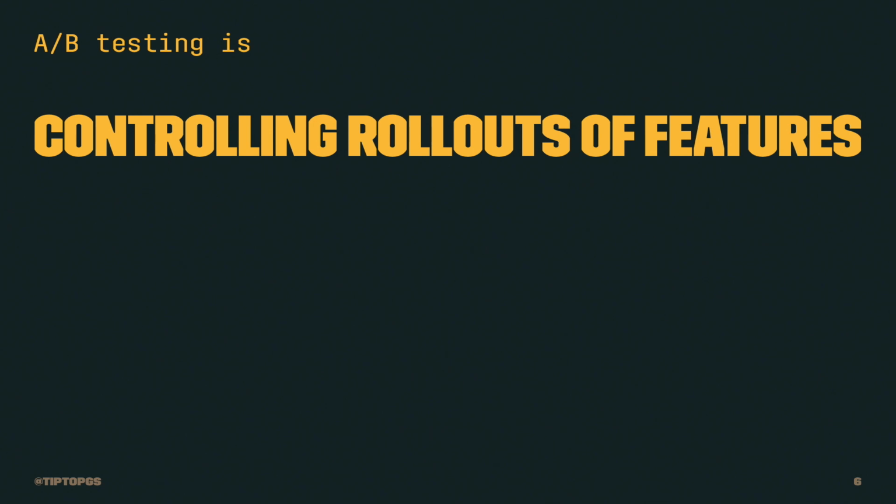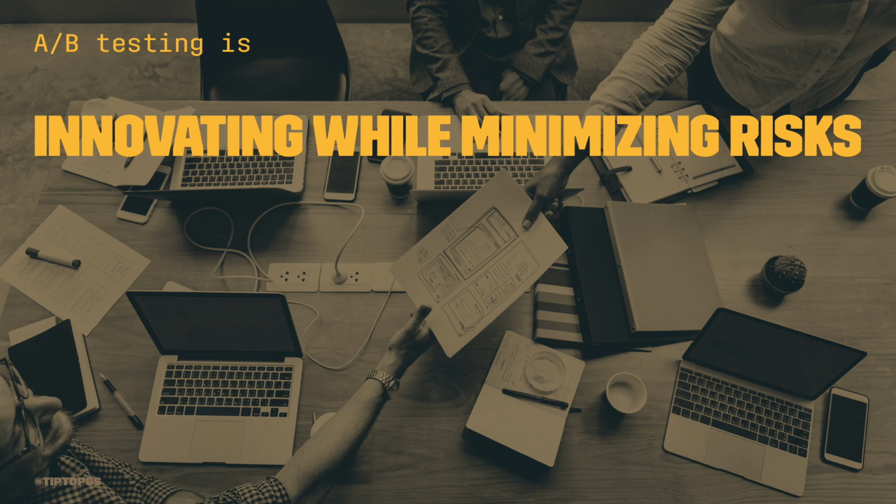So as a result of having controlled rollout, it brings us to the next point. We're able to innovate without impacting a lot of users. We minimize the risk of doing that, and we don't hurt the bottom line of the company. So we could test anything that is measurable.